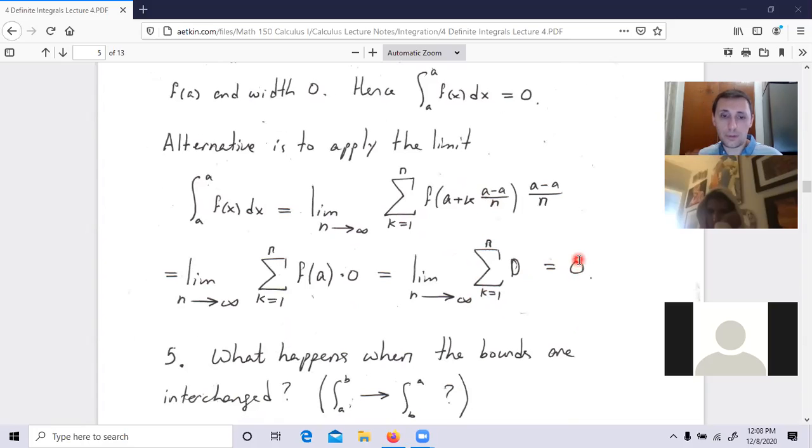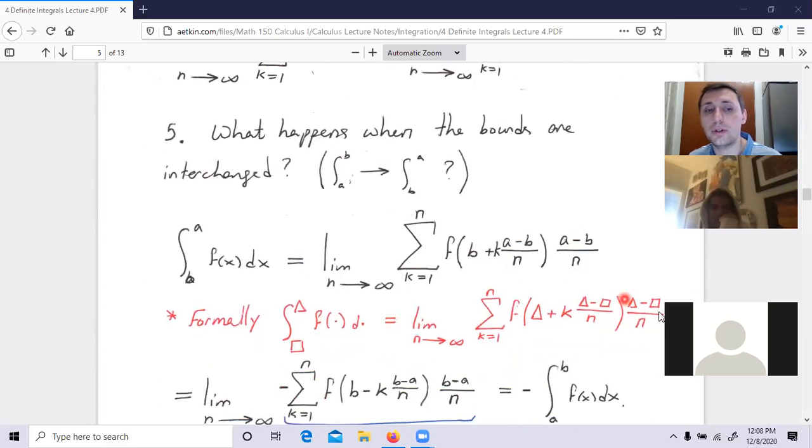Now, problem five asks this question. What happens to the integral if I interchange a and b? If a is on the bottom and b is on the top, what would happen if I switch and say b is on the bottom and a on the top? You can answer this question immediately if you do it formally, because if b is on the bottom and a on the top, that means it's the limit if I use the right-hand method, right? Formally, if you have a box and a triangle here, it's f of the box plus k triangle minus box.